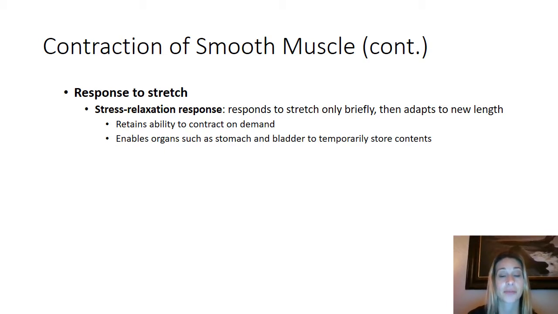So let's get back to that response to stretch. That particular stimulus works in what we call the stress relaxation response. Basically, it's just a brief response to the stretch, and then it adapts back to its new length. What that does is it allows an on-demand type of contraction or movement in the smooth muscle. And so it lets organs such as the bladder or the stomach temporarily store their contents without suddenly expelling them immediately.